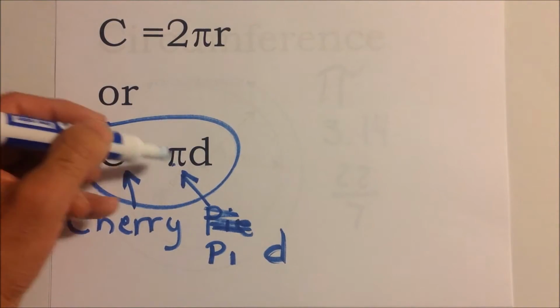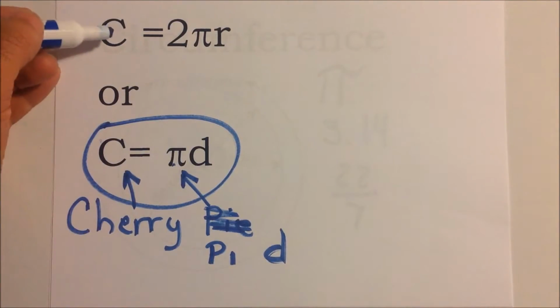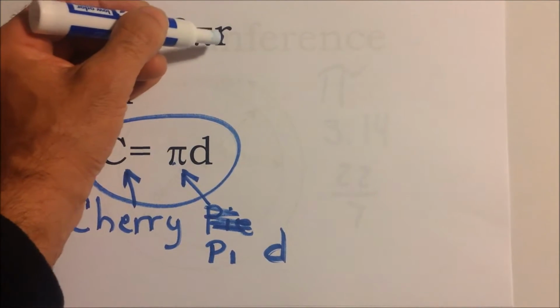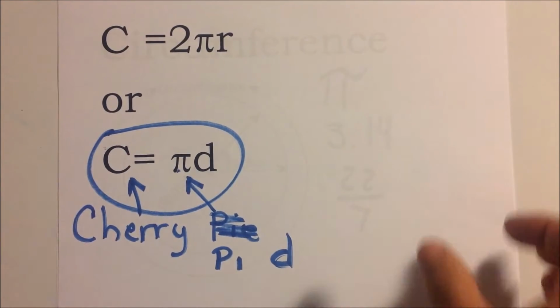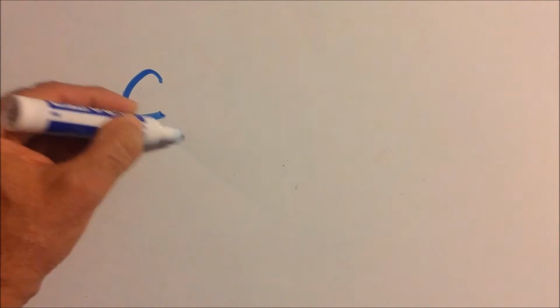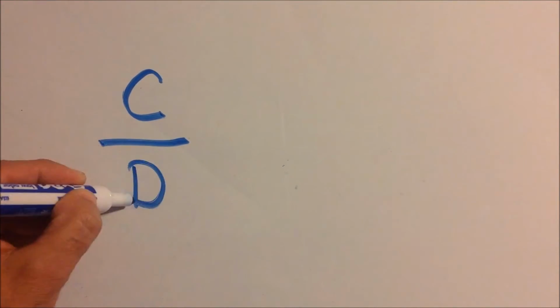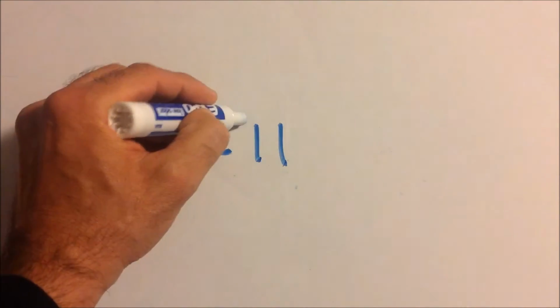So again, you can use circumference equals pi times diameter or circumference equals 2 times pi times r. We'll do both to show you how it works. Okay, now just to understand pi, what is pi anyway? Pi is just a ratio. All it is, it's the ratio of the circumference of a circle over its diameter. And you'll get pi.